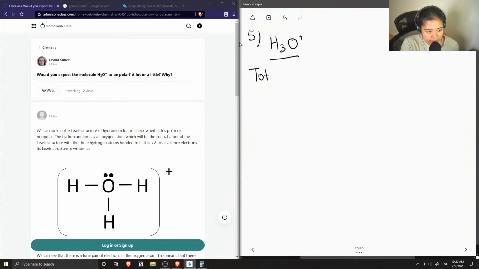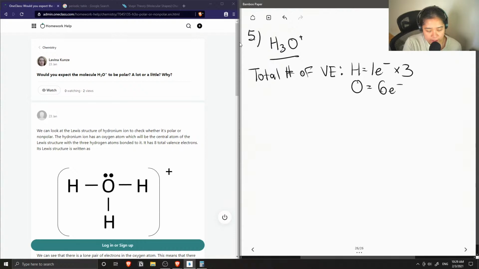So we first need to find out the total number of valence electrons for this ion. Hydrogen has 1 valence electron, and we have 3 hydrogens, so we multiply this by 3. Oxygen has 6, and since the overall charge of this ion is +1, we need to subtract 1 electron from our total electron count. Okay, so if we add these values up, we get a total of 8 electrons in this Lewis structure.